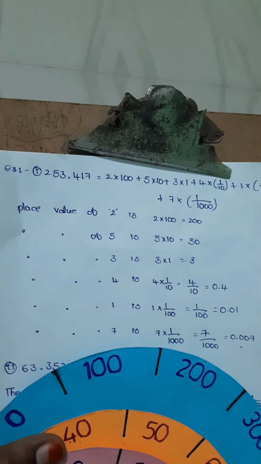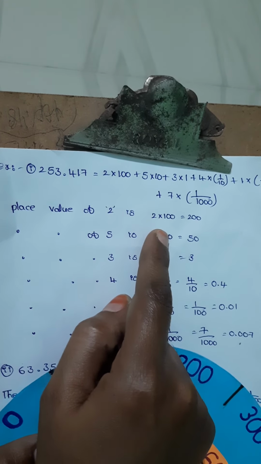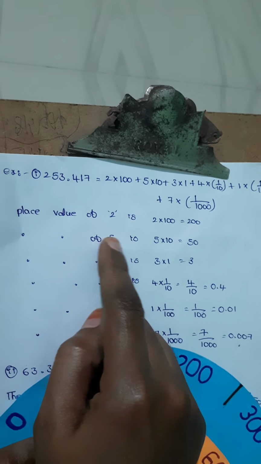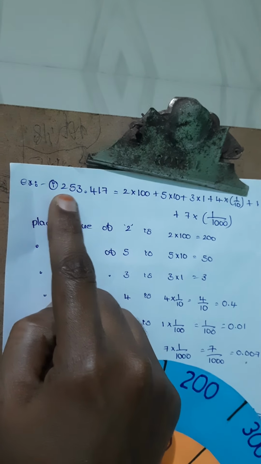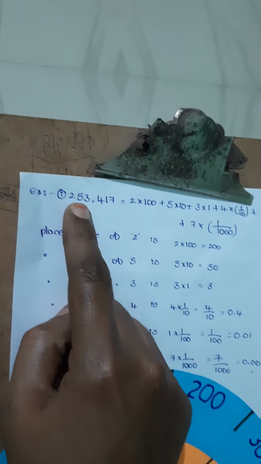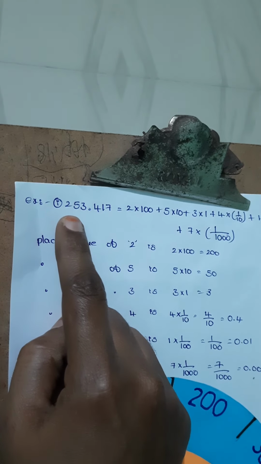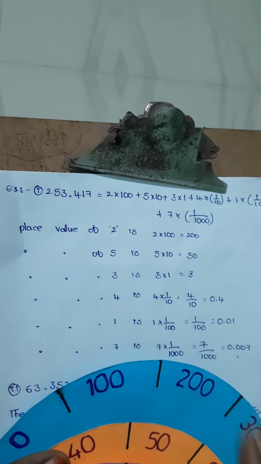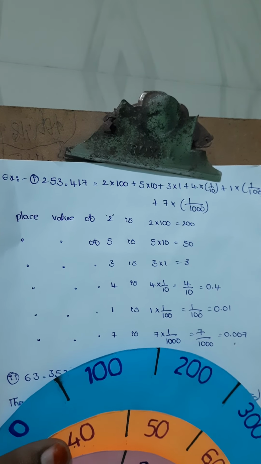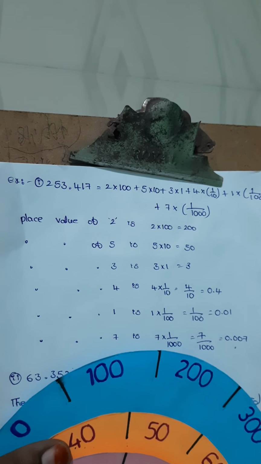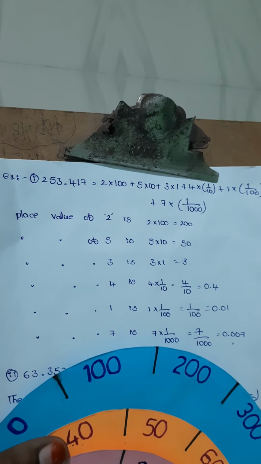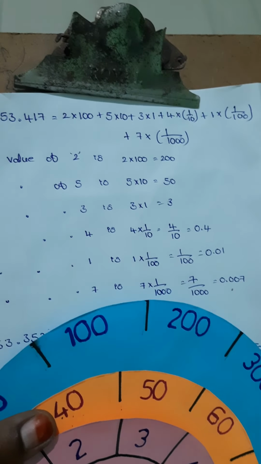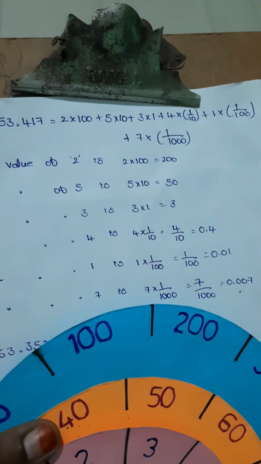The place value of 2 is given by 2 into 100. Why is it 2 into 100? The digit 2 is at the hundreds place, so we have to multiply 2 with 100, which gives the place value. That is, the place value of a digit is obtained by multiplying the digit with its position value or place position value.